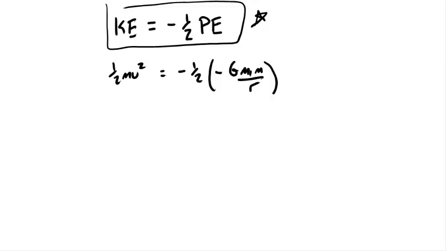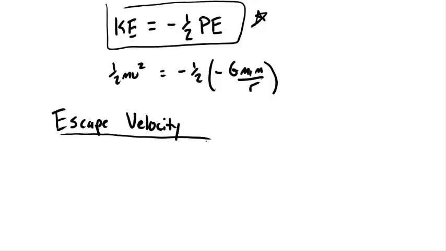Now escape velocity refers to how fast something has to be traveling when it leaves the surface of the Earth so that it has enough energy to make it up into space.